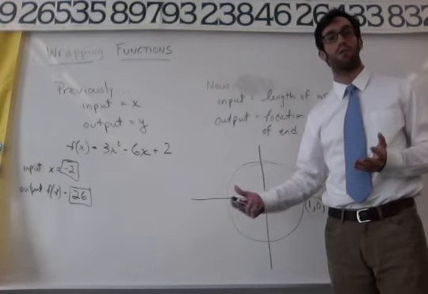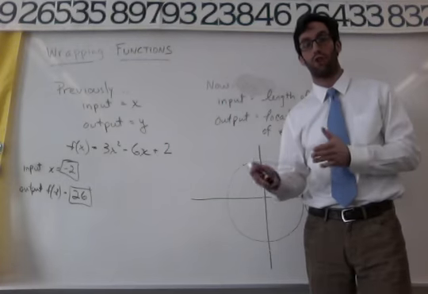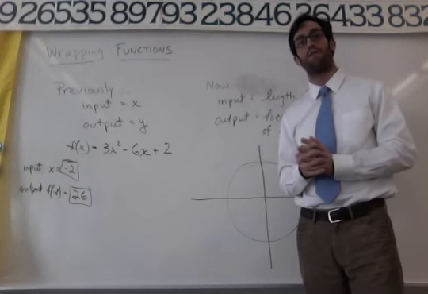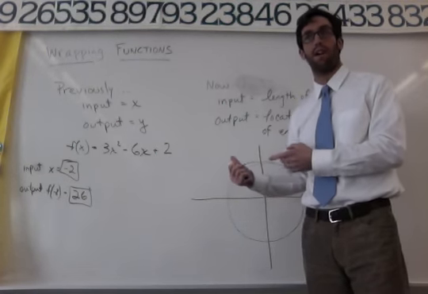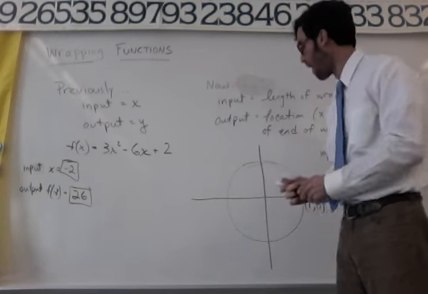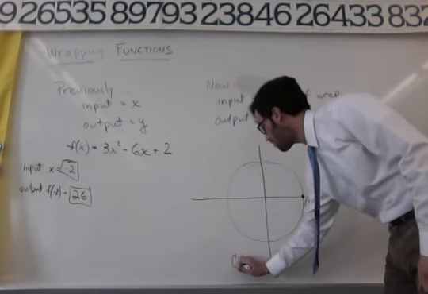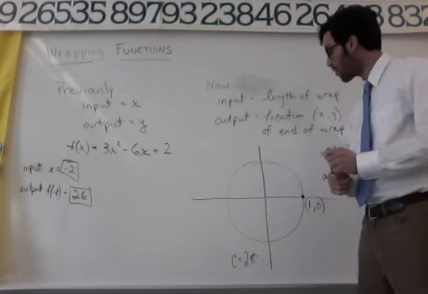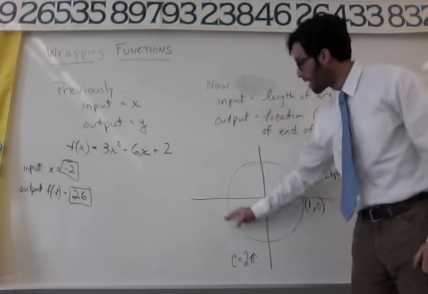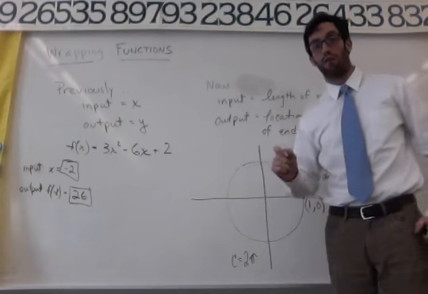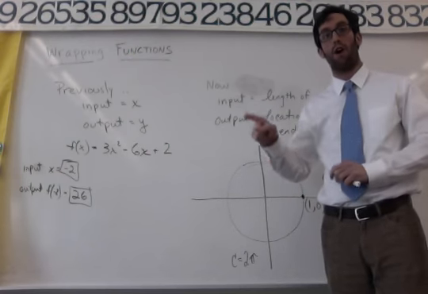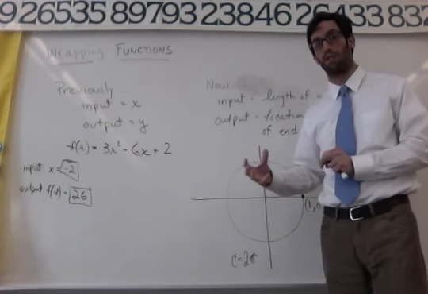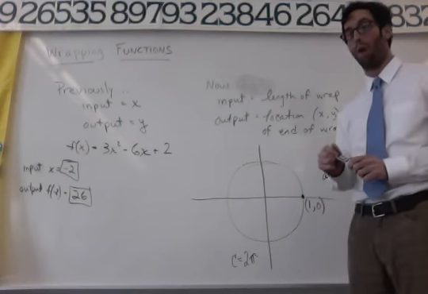The circumference of a circle is 2 pi r. So if the radius of the unit circle is 1, then the circumference is exactly 2 pi. I'll jot that down here. The circumference of this circle is 2 pi. So if we go all the way around, if we talk about a wrap of exactly 2 pi the whole way around, that's our input, the 2 pi. And the output would just be that point, 1, 0.